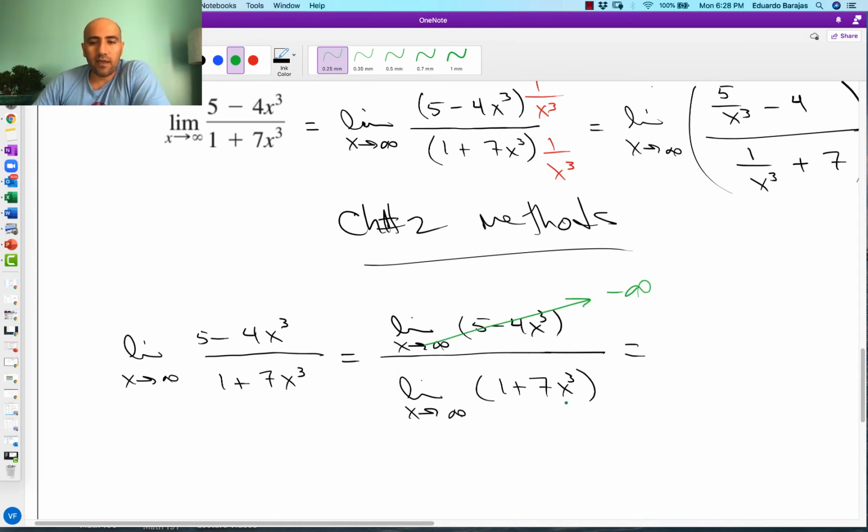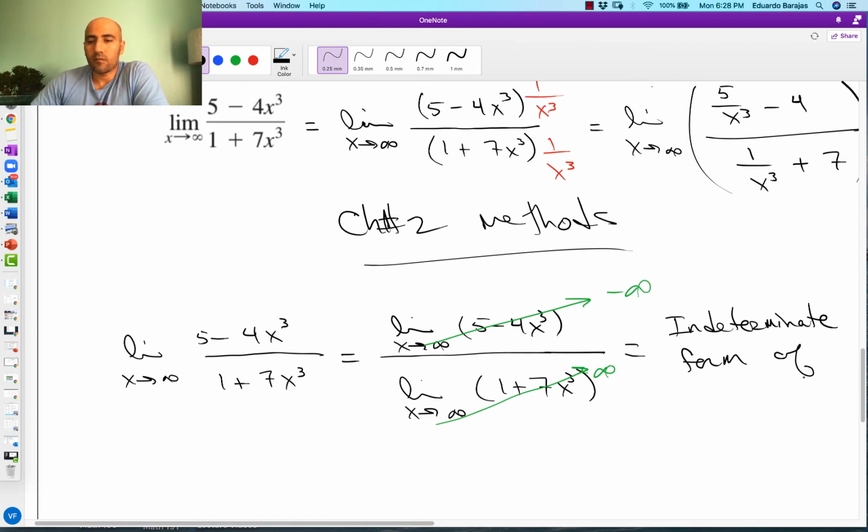So the numerator is heading toward negative infinity. In the denominator, the inputs are getting infinitely large in the positive direction and then getting cubed. Well, that just makes it an even larger positive number. Times 7 makes it an even larger positive number, plus 1 makes it an even larger positive number. This denominator is heading toward positive infinity. So this limit is an indeterminate form of type infinity over infinity. Right, that's what's happening here.